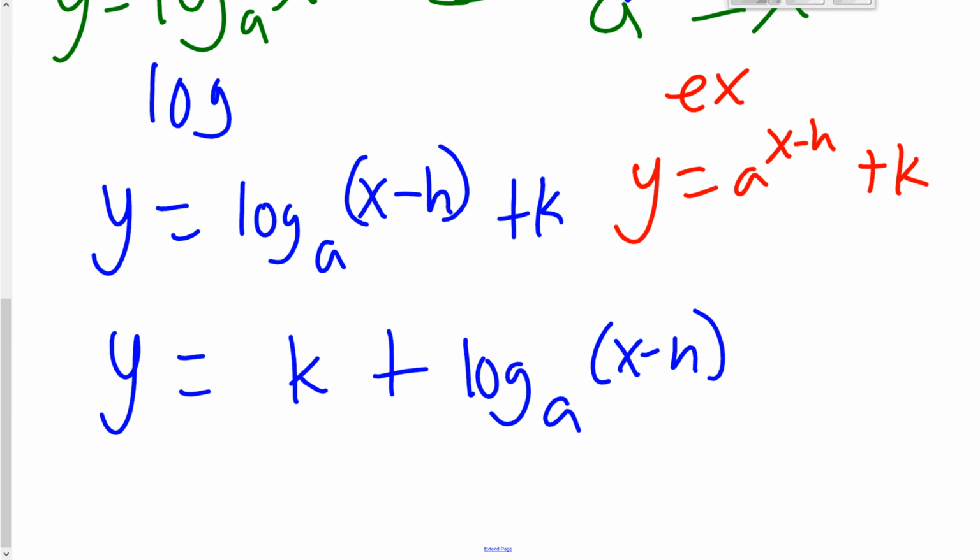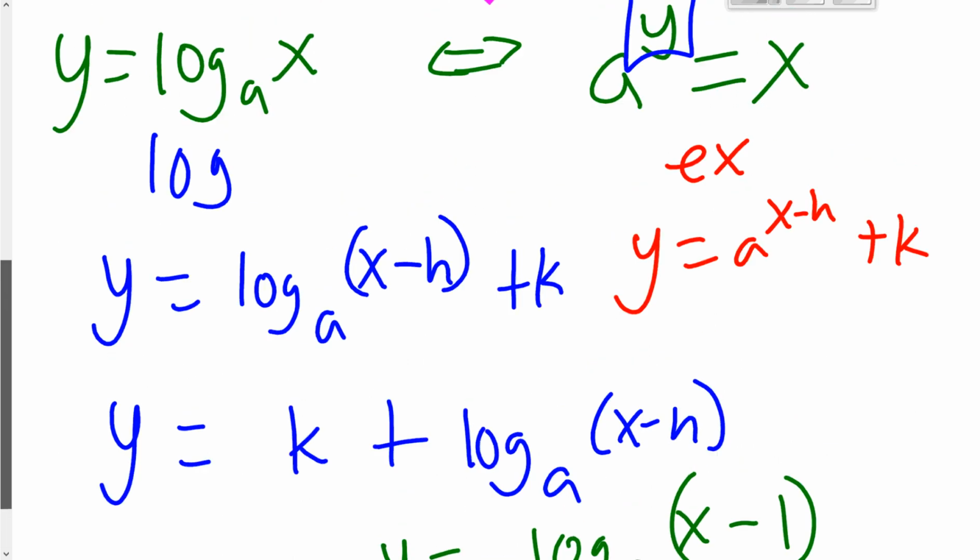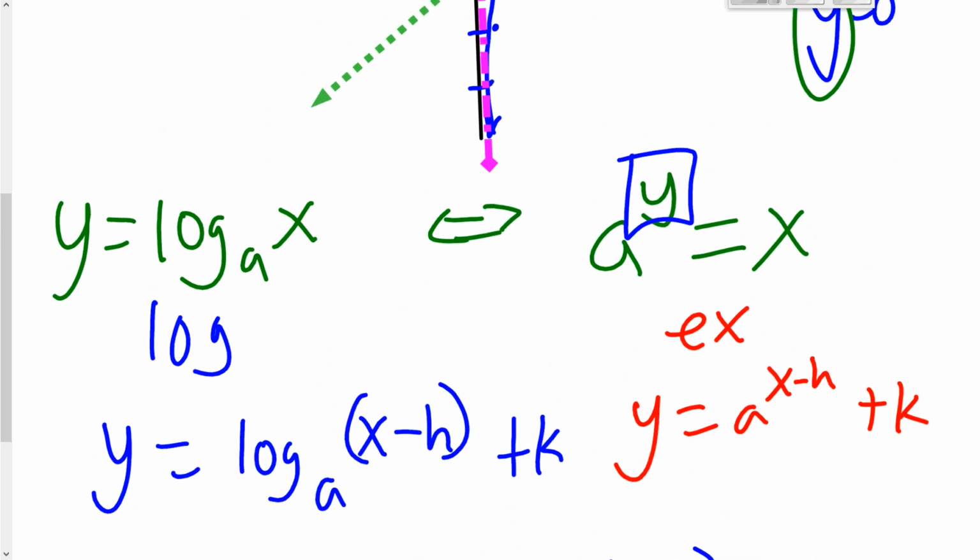Remember, what's inside the parentheses needs to be done first, and then you take the log of that, right? So you're taking the log of what's inside the parentheses. There's a total difference between log base 2 of x, minus 1, and log base 2 of the quantity x minus 1. All right? So we can go ahead and graph these. And just like on the exponential, what's with k is our horizontal asymptote. We have a horizontal asymptote at y equals k, right?